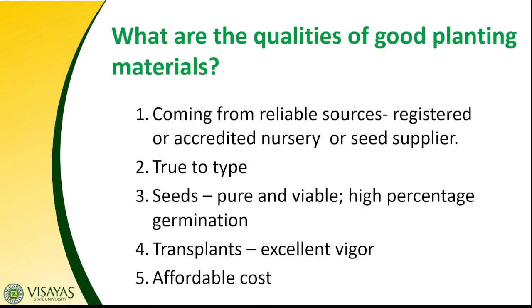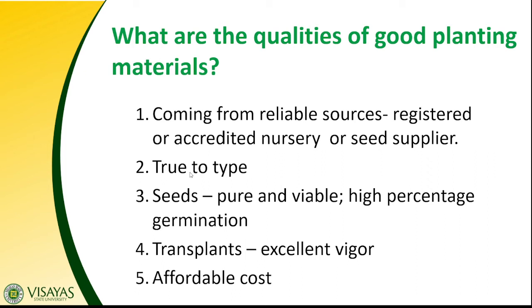And what are the qualities of good planting materials? This is often a question. In order for our crops to yield higher, we should start with a good quality planting material. Number one, they should come from reliable sources, from a registered or accredited nursery or seed supplier. You should not just buy from anywhere. It should be from a registered or accredited nursery in order for us to have quality planting materials.